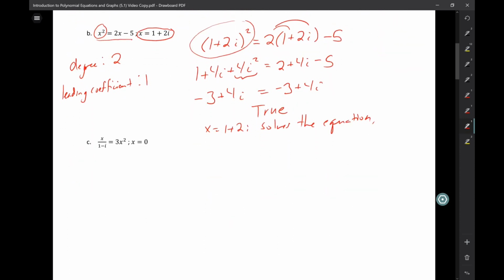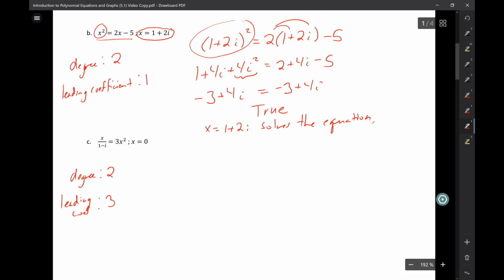Finally, we want to look at this one. We have x over 1 minus i equals 3x squared. Now in this case, the highest degree, or the highest power on the x, is still a 2, so the degree is still 2. But in this case, the leading coefficient is not 1 anymore, because now there's a 3 attached to the x squared. Therefore, the leading coefficient is 3.